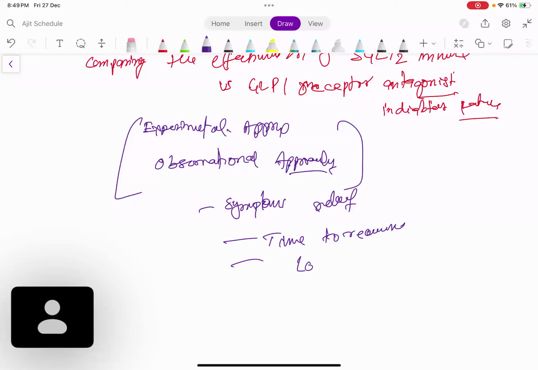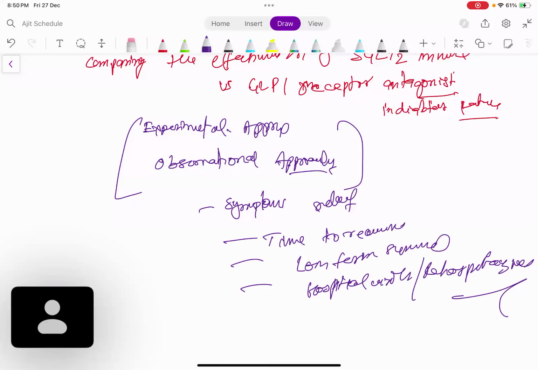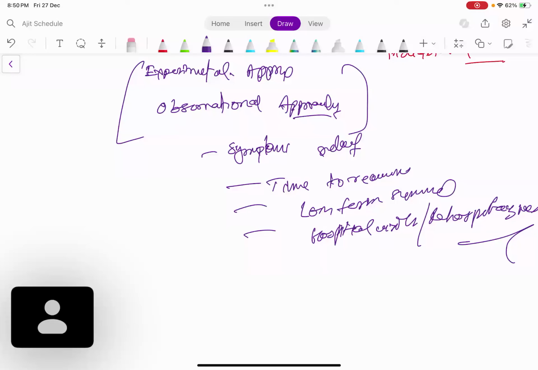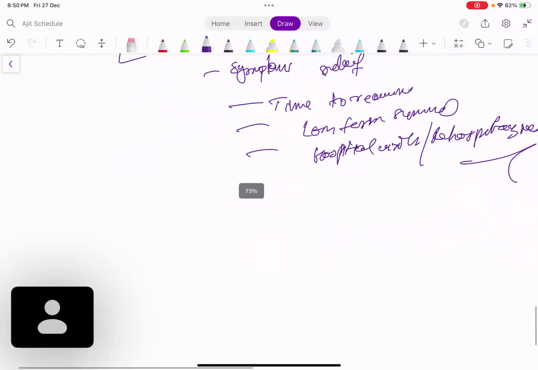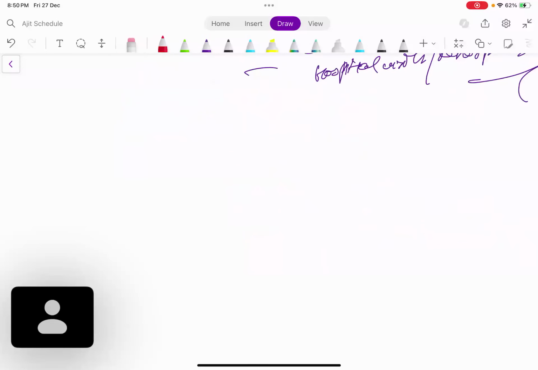You can also check long-term survival, and hospital visits or rehospitalizations. That kind of comparative effectiveness study you can plan, including cost. There are multiple types of studies I can tell you within this domain, but we have to discuss everything. So you can plan now.